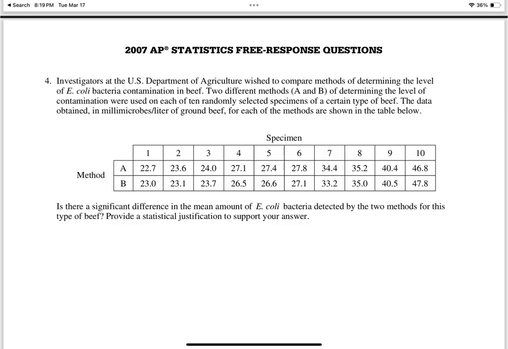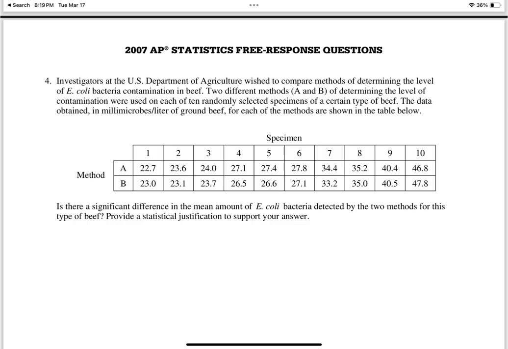Two different methods, A and B, of determining the level of contamination were used on each of 10 randomly selected specimens of a certain type of beef. The data obtained in millimicrobes per liter of ground beef for each of the methods are shown in the table below. Is there a significant difference in the mean amount of E. coli bacteria detected by the two methods for this type of beef?